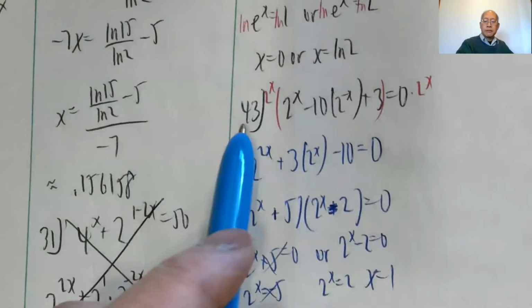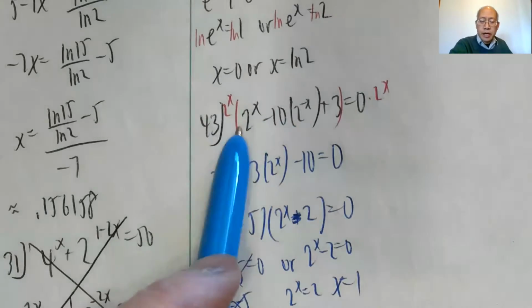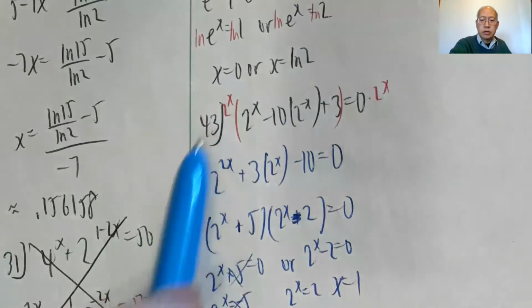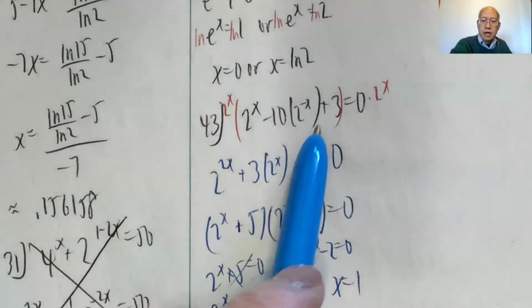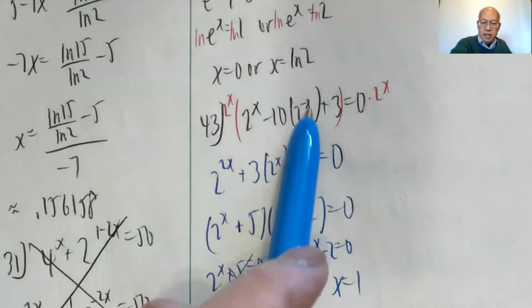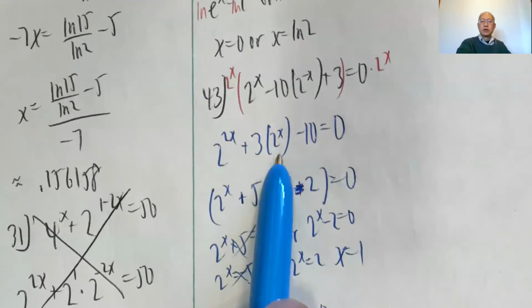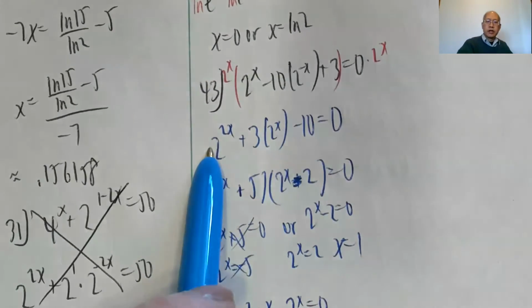43, the trick is to multiply both sides by 2 to the x before you start to get rid of that. So 2 to the x times another 2 to the x is 2 to the 2x. Plus 3 times 2 to the x. And then 2 to the x times this is 1. So I just have minus 10. So this is a quadratic in 2 to the x.